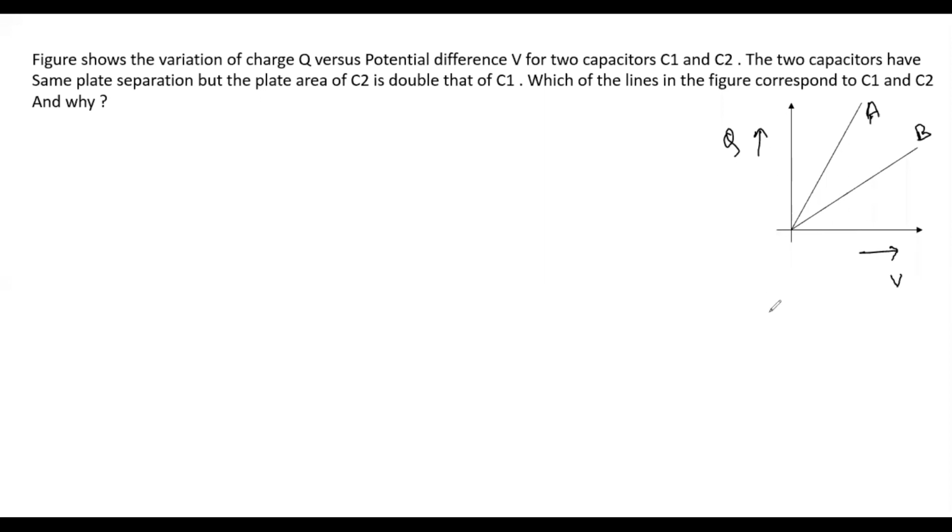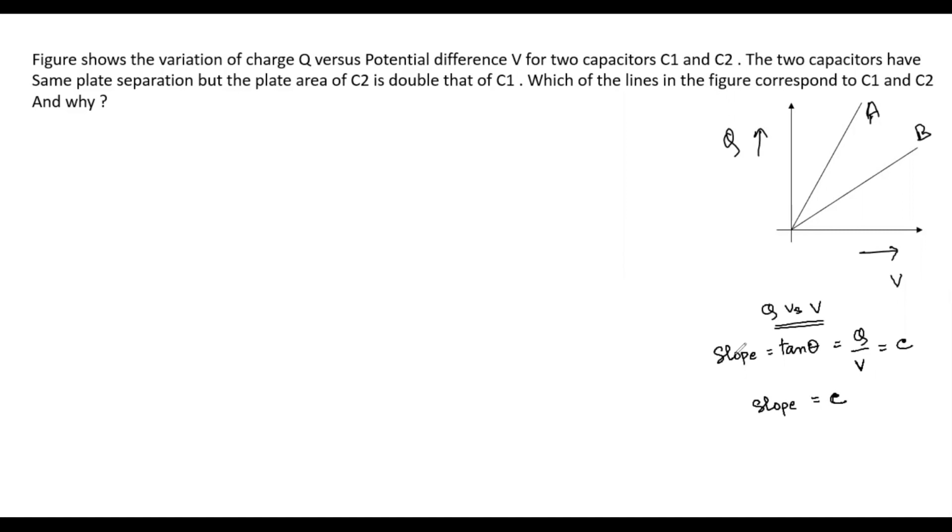Okay, now if you see this graph, this is the Q versus V graph for a parallel plate capacitor. Here, if you find the slope, that is nothing but tan theta. So for the Q versus V graph, the slope is nothing but Q by V, which is again equal to C. So for a Q versus V graph, your slope is directly proportional to the capacitance of a parallel plate capacitor.